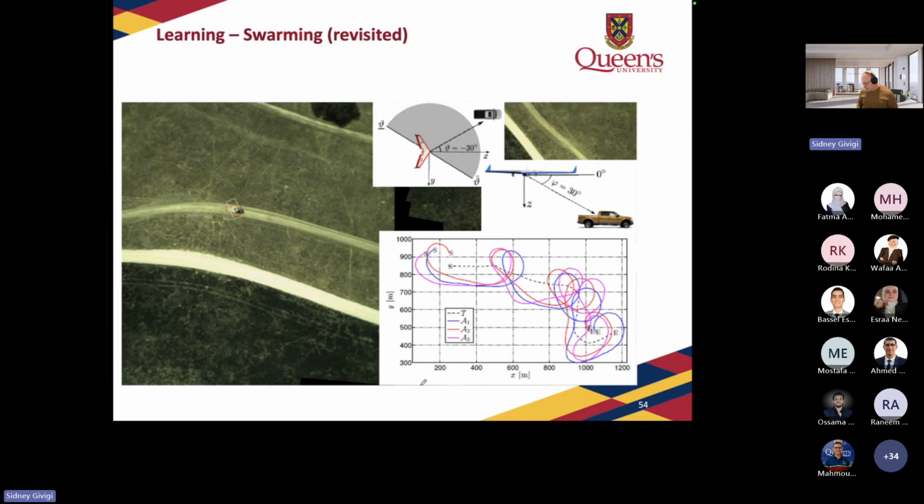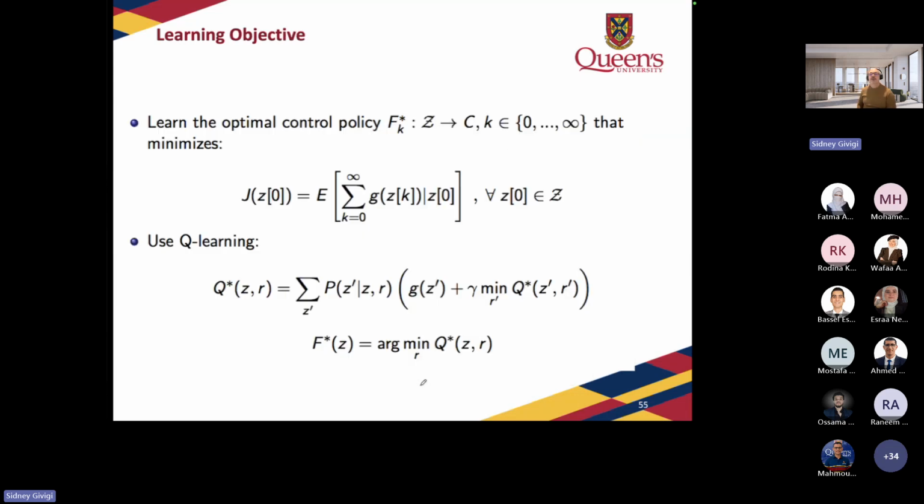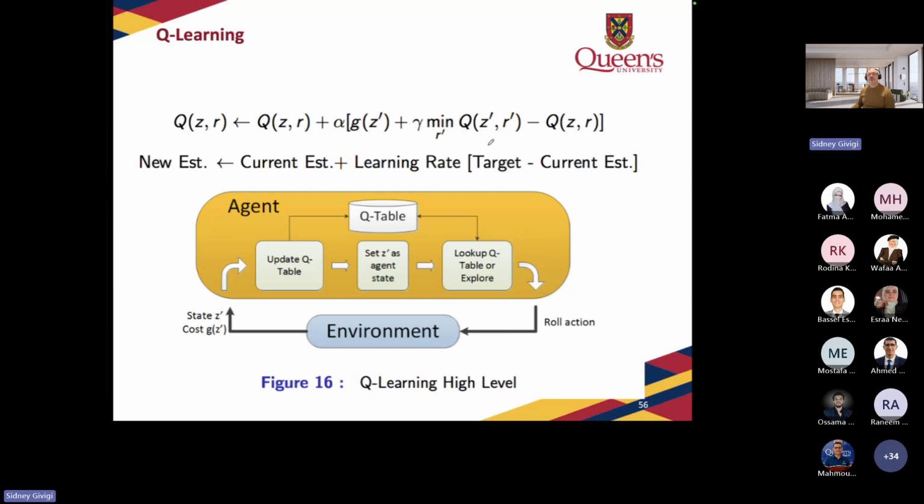So if you recall, we have this learning objective here that is going to be the minimization of this cost function, which in our case, as I mentioned before, could be a maximization as well. So it's just the dual problem. But we use this Q-learning idea, and this Q-learning is going to be based on this table. So we have this table that is going to be updated based on information that we have from the environment. So this is a very high level view here.